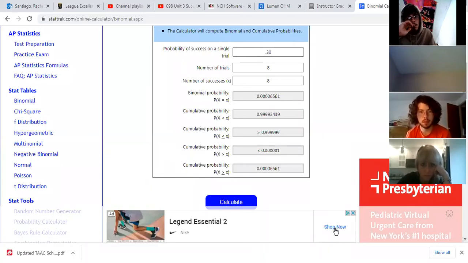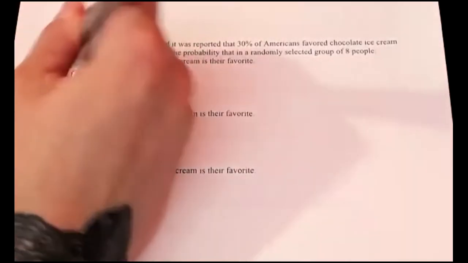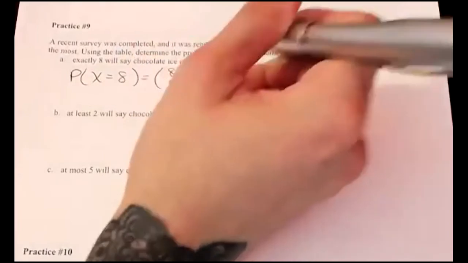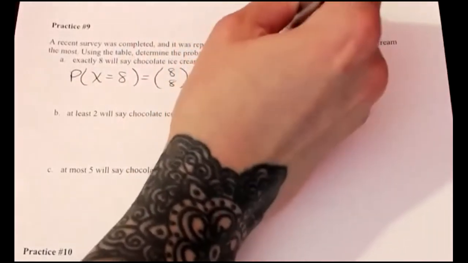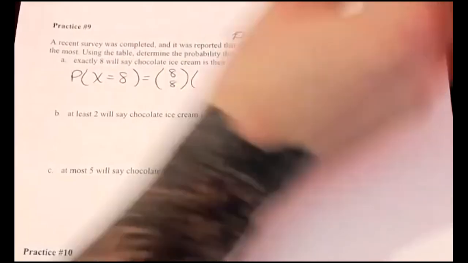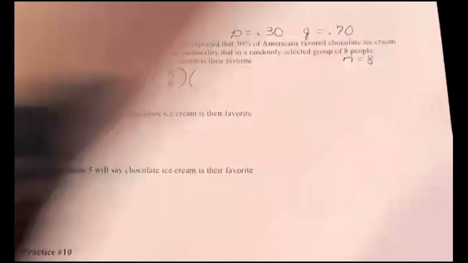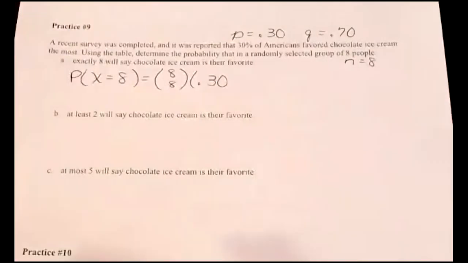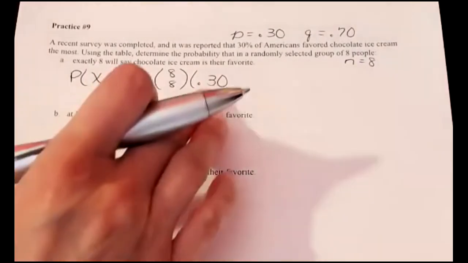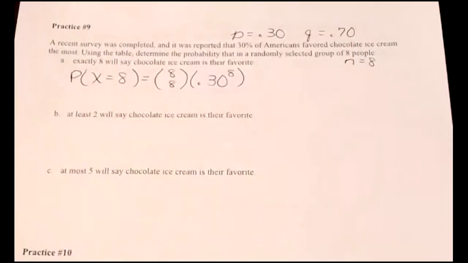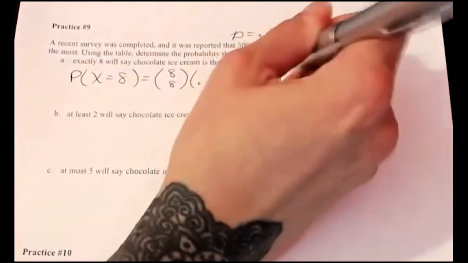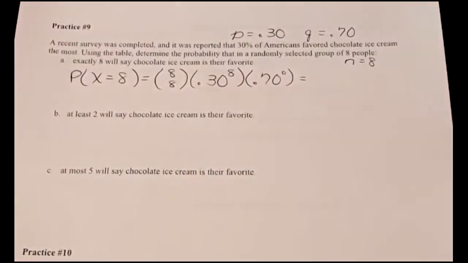I'm going to close this for one moment. For part A, we're going to say that the probability that your random variable is equal to 8, exactly 8 people, we know that that's the same as 8 choose 8. The probability of success is 0.30. The probability of failure is 0.70. I'm going to write here that n is 8. I know I'm writing the formula out, but I just want to show you how you can also verify this for yourself. So there's going to be 8 people who say that chocolate is their favorite, which means that's all 8. So there will be none that say that chocolate isn't their favorite.